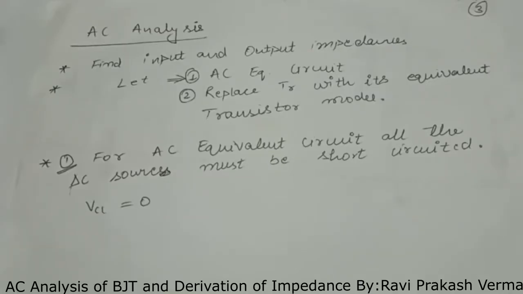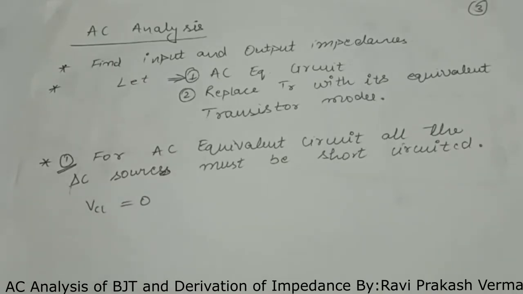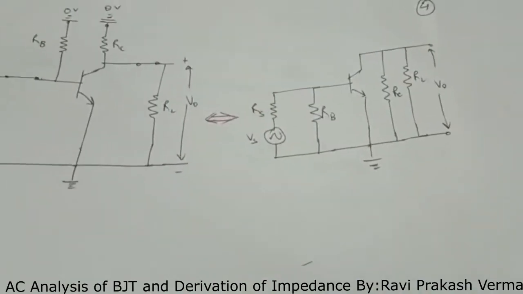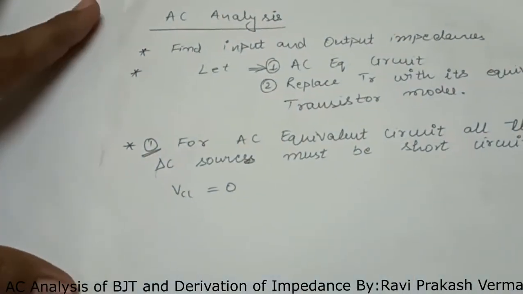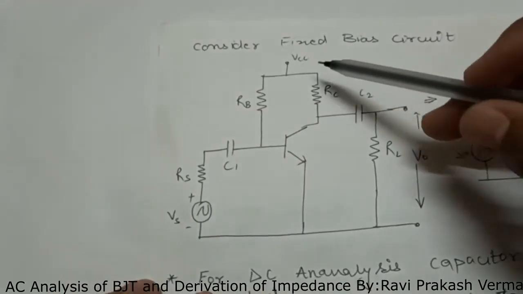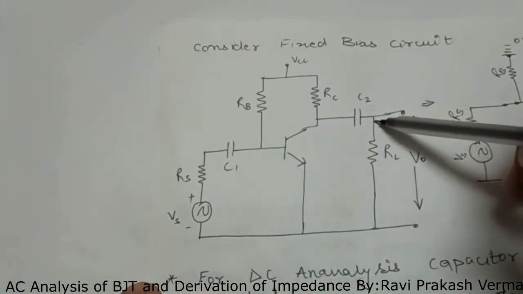Objective is to find the input and output impedance of a circuit in which AC signal is applied. For that, we have to first find out the AC equivalent circuit, and for that AC equivalent circuit, we have to replace the transistor with its equivalent transistor model. For the AC analysis, we have to short all the DC sources. In the previous figure we have DC source VCC, and we have replaced it with 0. VCC is equal to 0, and C1 and C2 are short circuited.